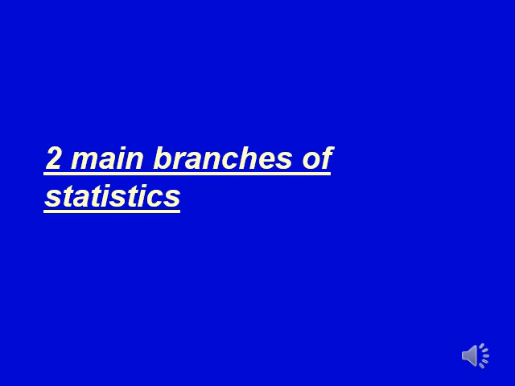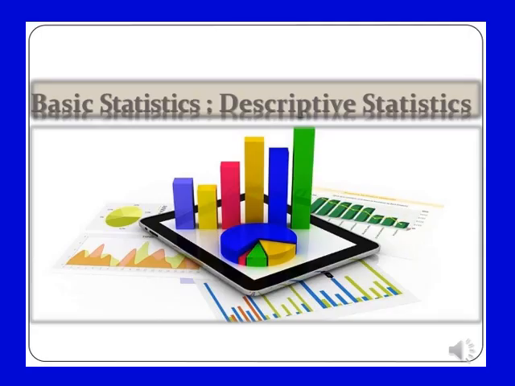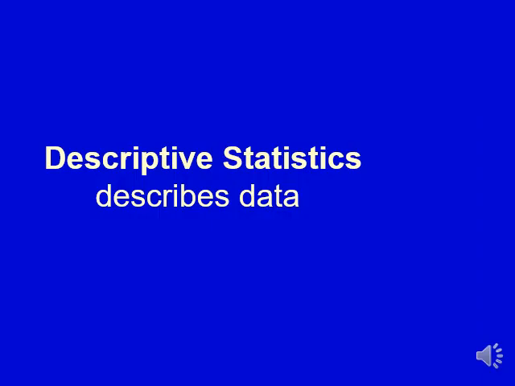Today we're going to learn about two main branches of statistics and what comes up in those branches. The first of those is called descriptive statistics. And you'll notice in the picture they've got graphs and charts. That's the kind of stuff that comes up in descriptive statistics. The key thing about descriptive statistics is that it describes things.